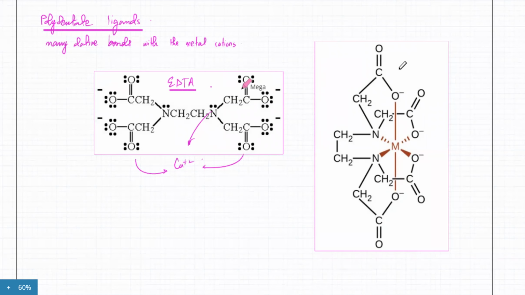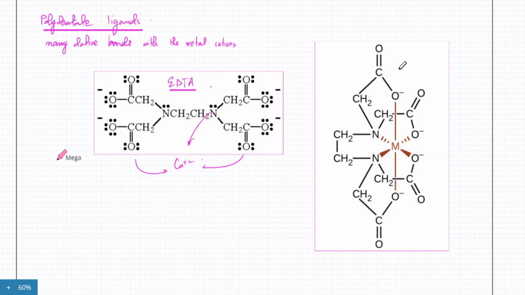So that's the general idea. I'll just extend this idea because no one is going to ask you to draw this. They're going to ask you to draw a bidentate ligand, or a monodentate ligand, but never this thing. It's kind of impossible to draw, even for me.